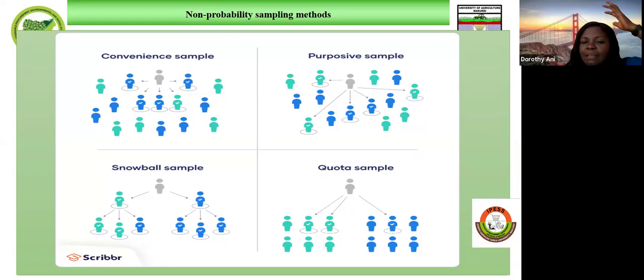Then you look at purposive. I have something in mind. I have a target, something I'm looking for in my analysis. Let me give you an instance, we use it so much in agriculture. Maybe I am studying maize production. I can't go to a place where they don't farm maize and say I want to do random sampling.